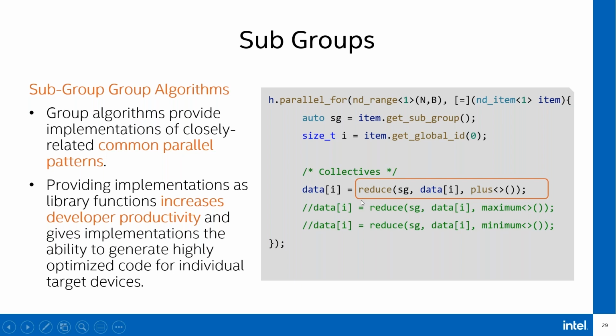Inside reduce, we are calling something called plus. What it will do is add all the elements available inside that particular subgroup, right? So the reduction is taken care of, and this optimized function is also taking care of the operations that are happening inside the subgroup. We can also do choosing a maximum element, choosing a minimum element, and so on.